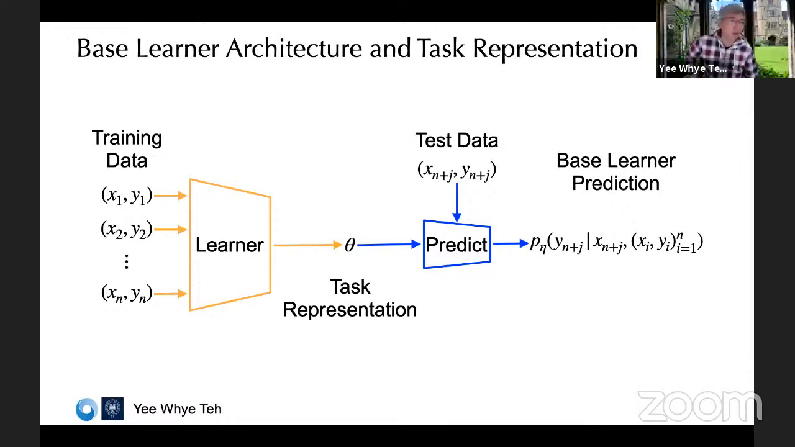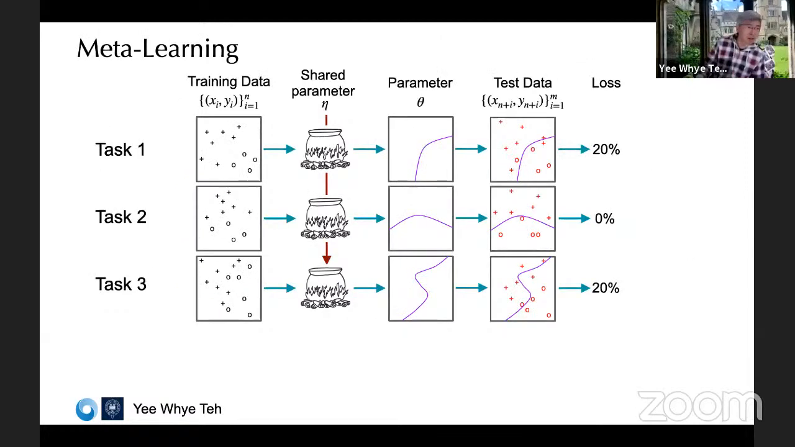Yesterday I introduced meta learning and optimization based and black box approaches to meta learning. Perhaps it might be good for me to go back a bit and recap what meta learning is.